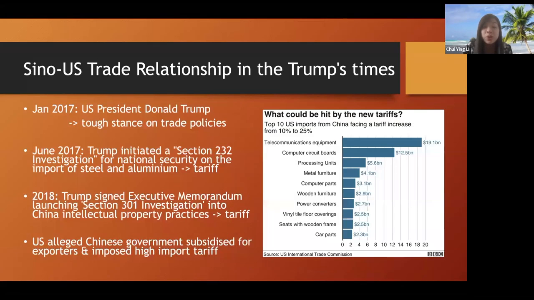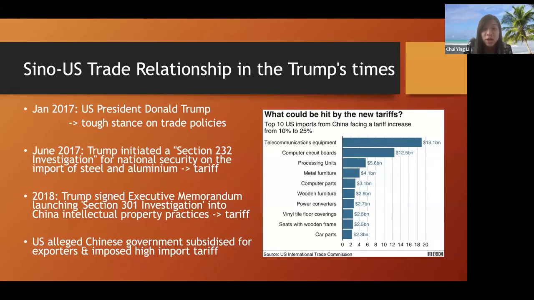Then how about the relationship under Trump's office? Donald Trump took office of the White House in 2017. Since then, he took a tough stance on trade policy. In June 2017, Trump initiated an investigation based on national security against the import of Chinese goods, such as steel and aluminum.